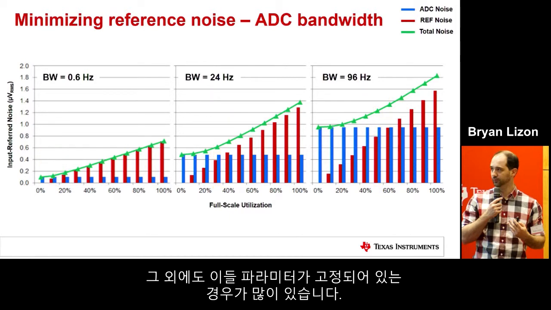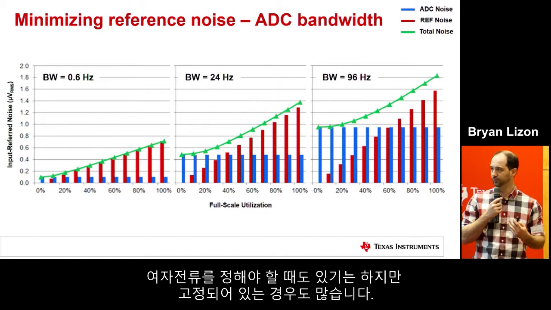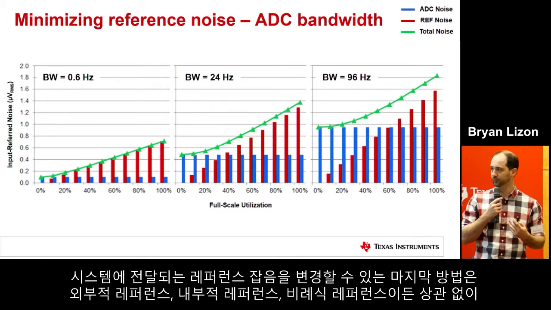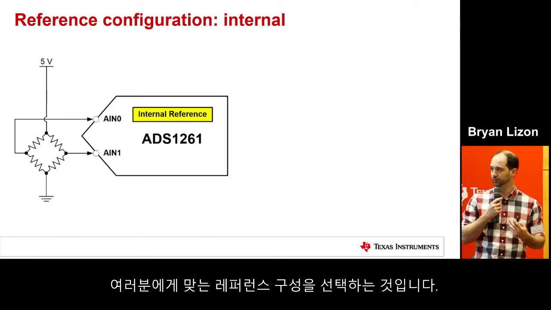One of the other things you can do, and a lot of times in your systems, some of those parameters are fixed. Your input voltage, you don't necessarily get to decide. It usually comes from a sensor. You have to measure that sensor. Maybe you can decide the excitation voltage, but a lot of times that is fixed. Sometimes you have settling time requirements, so you can't change your filter cutoff and things like that. So the last way you can change how much reference noise is passed into your system is by choosing an appropriate reference configuration, whether it's internal, external, or ratiometric.